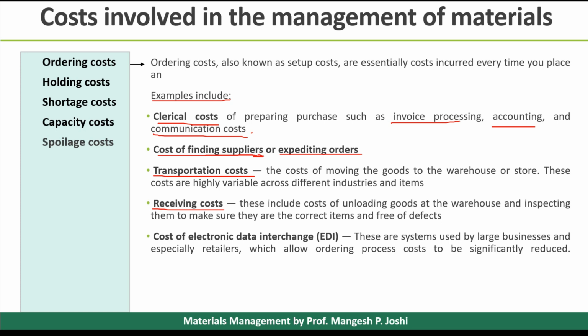Then receiving costs. These include costs of unloading goods at the warehouse and inspecting them to make sure they are correct items and free of defects, right? So you have ordered some items and the supplier has sent them, but you have to check against quantity as well as quality. So it is basically the receiving costs. Then suppose the quantity or quality is not as per your standards or requirement, you have to reject it. So again, that rework cost also comes under this receiving cost.